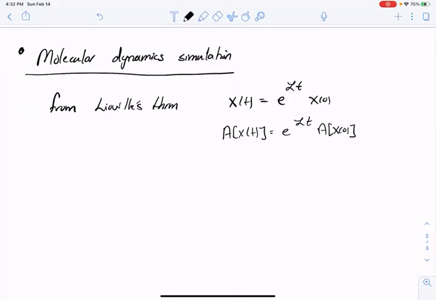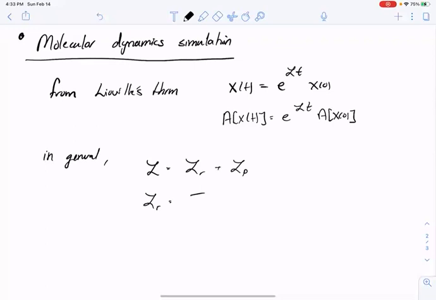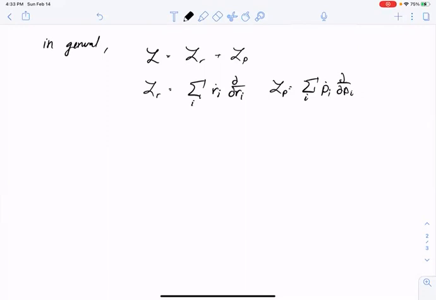In general, for a classical molecular system, we expect that the Liouville operator has two pieces, denoted LR and LP. Where LR is the generator of position updates, r_i dot summed over all i, and the differential d/dr_i, and LP correspondingly is the generator of momentum updates or momentum displacements, sum over all p, p dot d/dp. Individually, their action on a point is simple to understand.